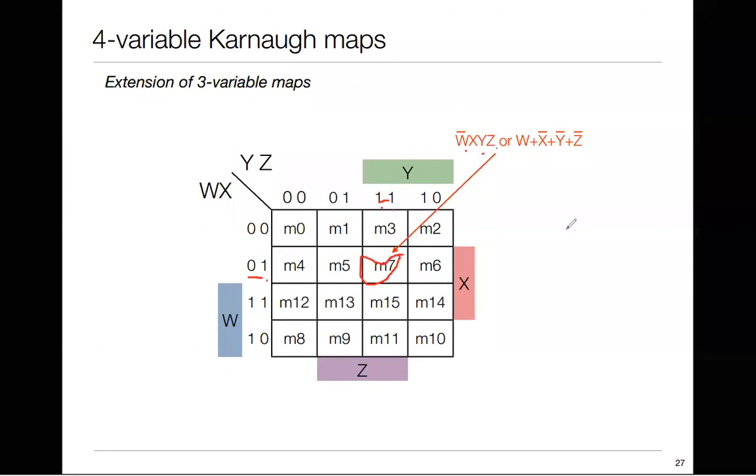If I write it in maxterm format, it will be W plus X bar plus Y bar plus Z bar. It is just the opposite of your minterm. So this is a 4-variable K-map, which is nothing but an extension of the 3-variable K-map.